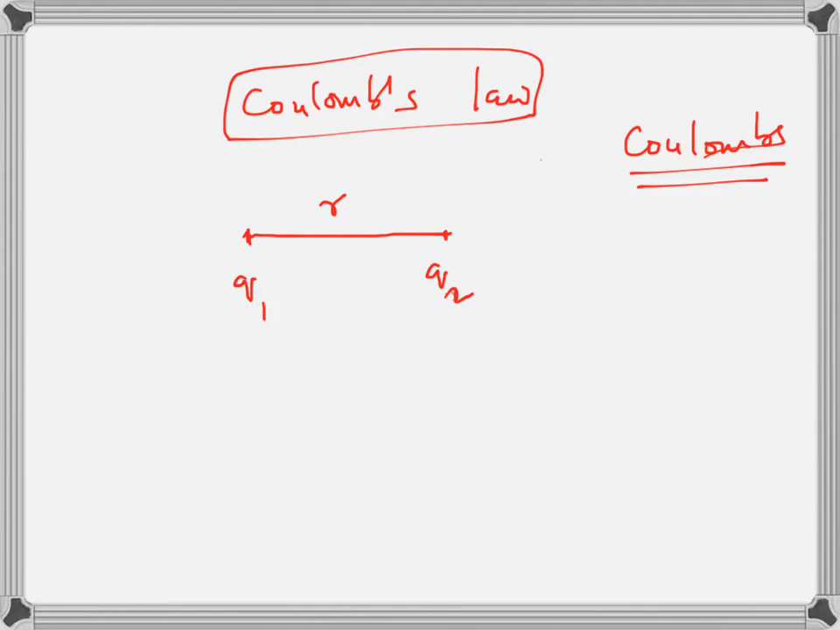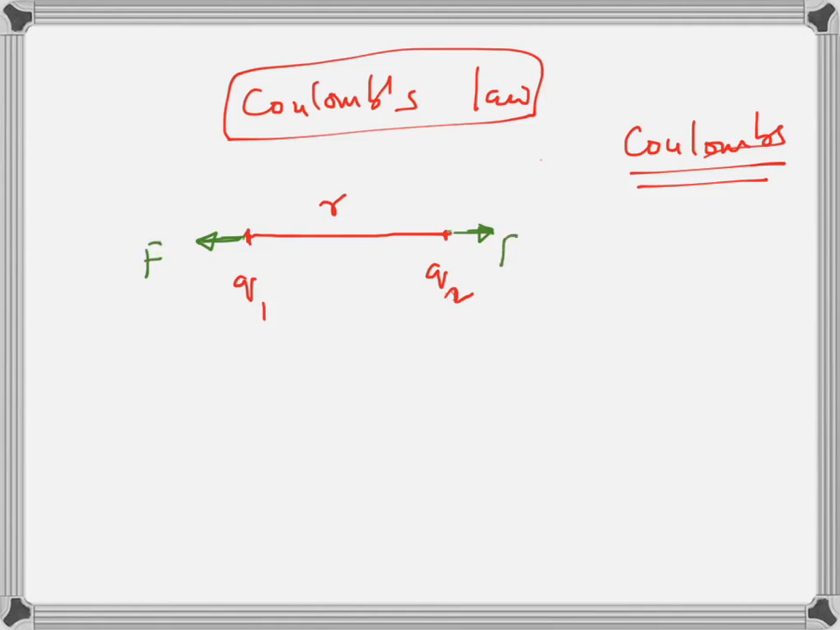Remember, if both Q1 and Q2 are positive, the force will be repulsive. Even if both are negative, the force will be repulsive. If one of them is positive and the other negative, the force will be attractive. That is the idea. Now, first I will tell you some properties about this force. Right now I will assume both the charges are positive. So here Q1 will repel Q2 in that direction. And Q2 will also repel Q1 in that direction.